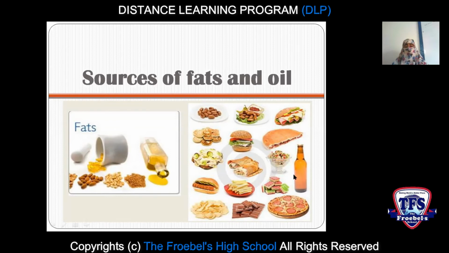You are allowed to eat, but in a balanced amount, because it's a source of fat and oil. If you take this in too much, it is going to make you obese, and obesity is not a good sign of health. So take it in a balanced amount.